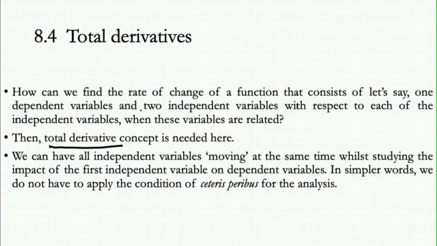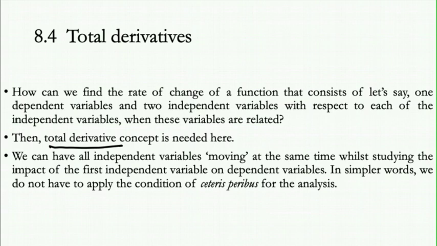Right? So usually we have all independent variables moving at the same time whilst studying the impact of the first independent variable on the dependent variable. Or in simpler words here, we allow all independent variables to move at the same time, affecting the dependent variable, without putting the famous assumption that is ceteris paribus in the analysis. So I give you one example here.